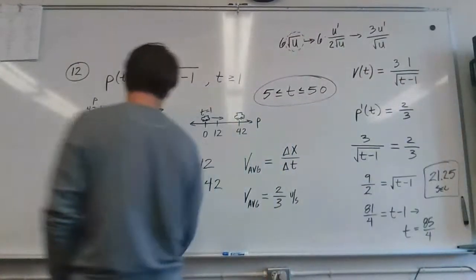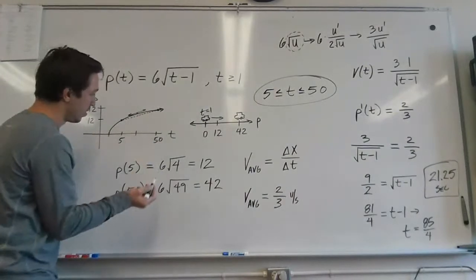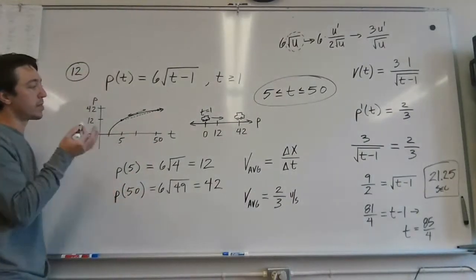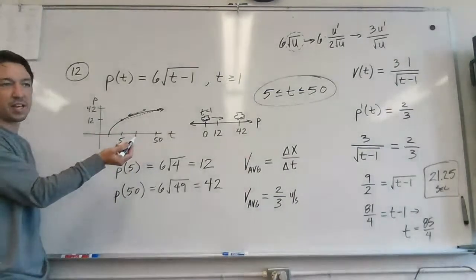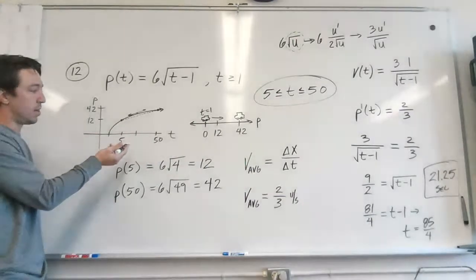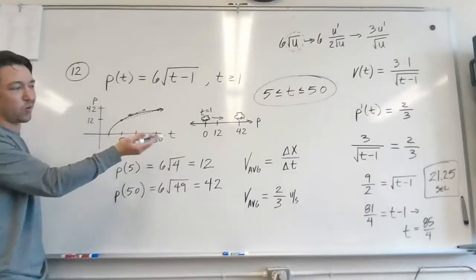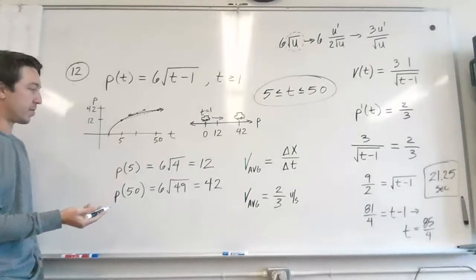As you can see, the time we're looking for, would it have been reasonable to guess that the time was going to be halfway between 5 and 50? That would have been crazy, right? But it turns out it's not quite half. It's a little bit before halfway. Halfway between 5 and 55 would be what?